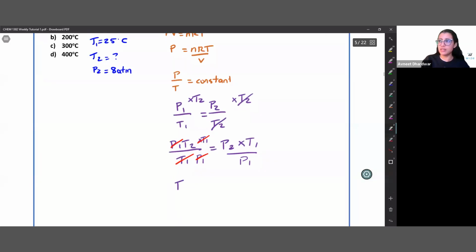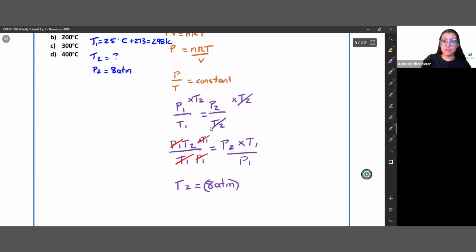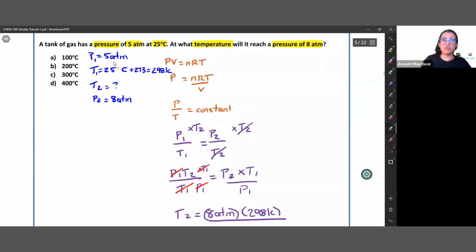Okay, so now I have my T2 is equal to the final pressure, which we have written as 8 atm, times the initial temperature. Now, again, remember that anytime we're using these gas equations, we want to make sure we're plugging in a temperature that has Kelvin. If you were to plug in degrees Celsius here, you're actually going to get the wrong answer. So make sure you add 273 to convert that into Kelvin. So here it would be 298. So we're going to multiply by 298. And then we're going to divide by the initial pressure, which we're told is 5 atm.